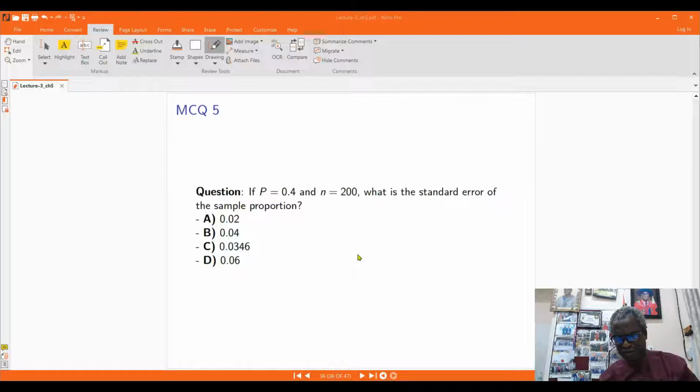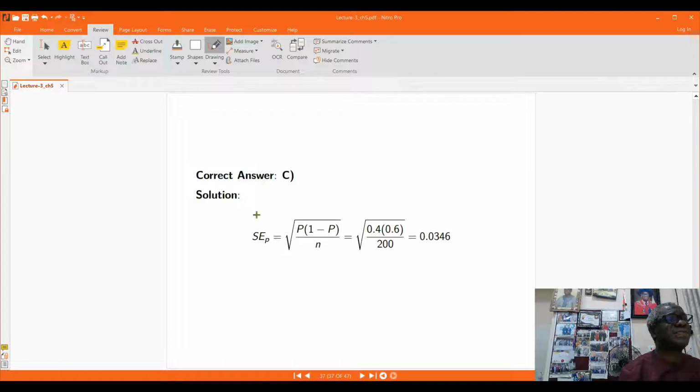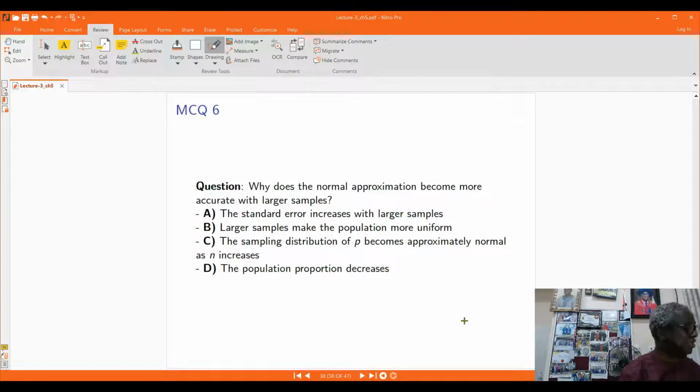So there seems to be consensus around C. Yes, let's look at the answer. This is the formula you will use: the standard error of the sample proportion equals the square root of the proportion of success times the proportion of failure over the sample size. So you substitute accordingly and you get your answer. The correct answer is C. Let's go to question 6.